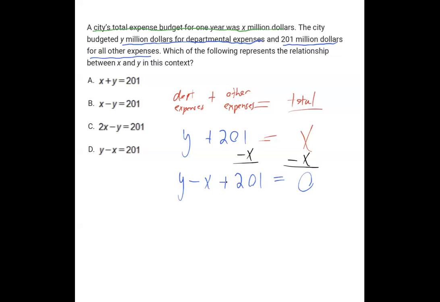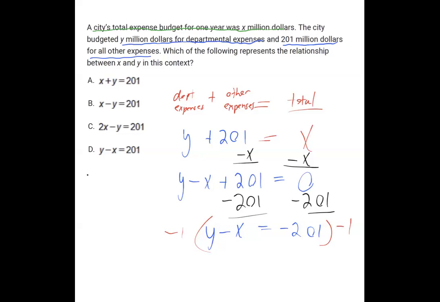Now we can take away 201 from both sides, and we'll have Y minus X equals negative 201. Now all the answers are in terms of positive 201. So let's just take this, multiply it by -1.